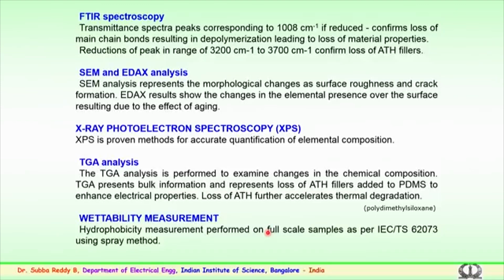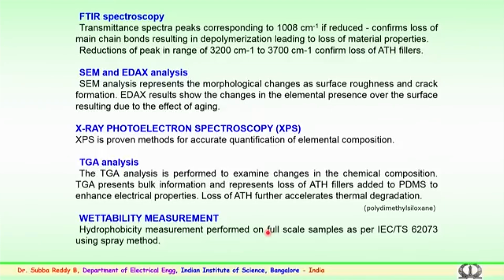X-ray photoelectron spectroscopy, known as XPS, is also a proven method, used for accurate quantification of the elemental composition, compared to the other two methods. TGA, or thermogravimetric analysis, is performed mainly to examine changes in the chemical composition or the surface conditions. This TGA analysis presents bulk information, particularly the loss of aluminum trihydrate fillers which are added to PDMS.